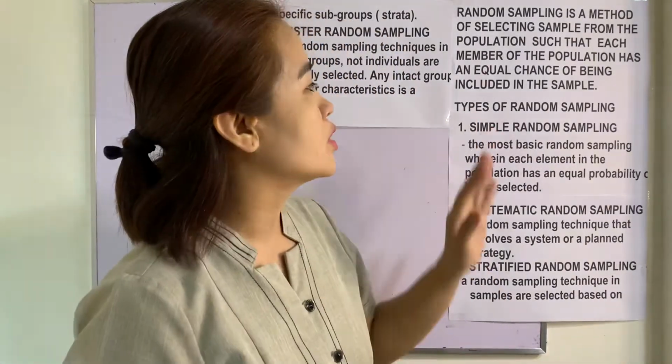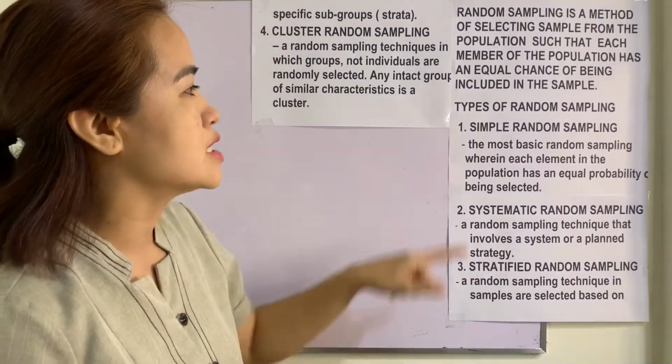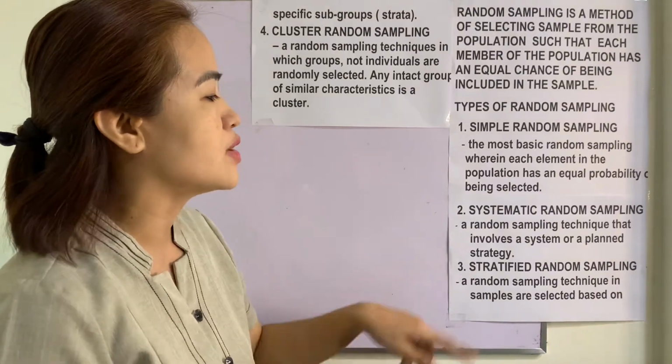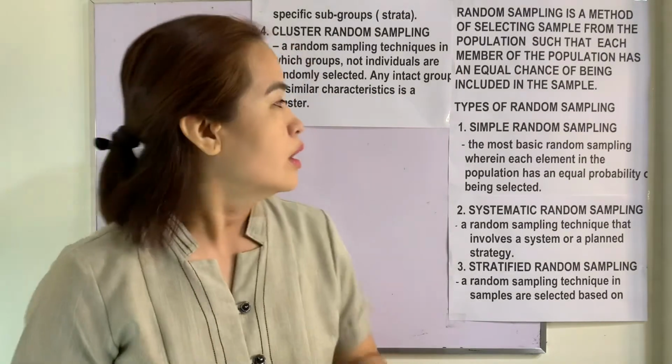Remember that samples can be drawn from this so-called random sampling. There are 4 types of random sampling. Number 1 is simple random sampling. 2, systematic random sampling. 3, stratified random sampling. And 4, cluster random sampling.